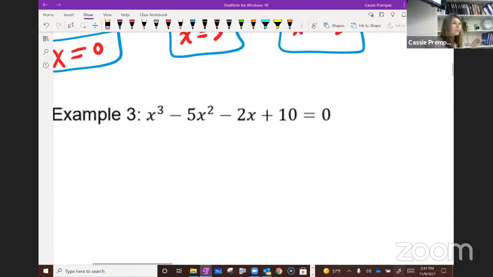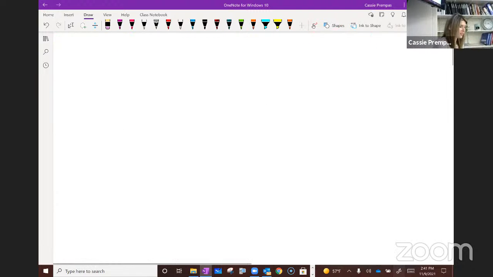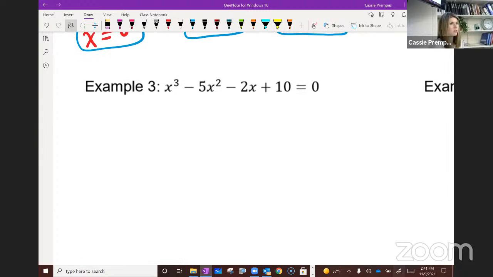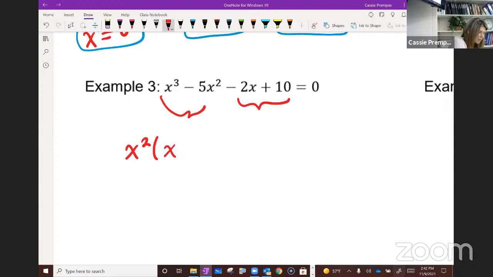Example 3 should look familiar to you based off of what we just did. How do we go about factoring something like example 3? Grouping. Group the first 2 terms and the last 2 terms. What's the GCF of the first 2? Good, x squared, and we'd be left with x minus 5. What do we copy over? Good, x minus 5. And then we have to ask ourselves, what times x would create a negative 2x? Negative 2, and then check.